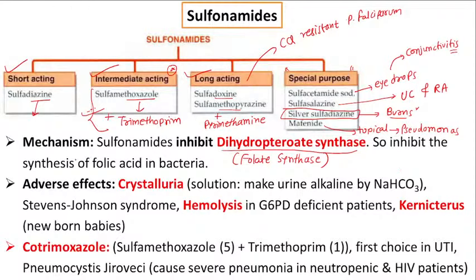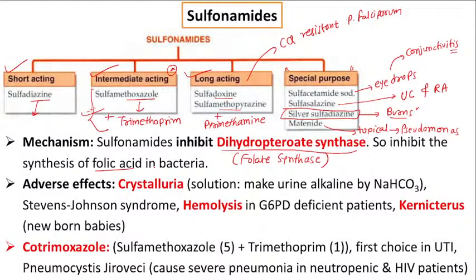And that is why they inhibit folic acid synthesis in the bacteria. The bacteria have the capability to synthesize folic acid by combining PABA, which is para-aminobenzoic acid, with the pteridine ring. This combination happens in the bacteria, and they form folic acid with the help of this enzyme. While humans cannot synthesize folic acid.